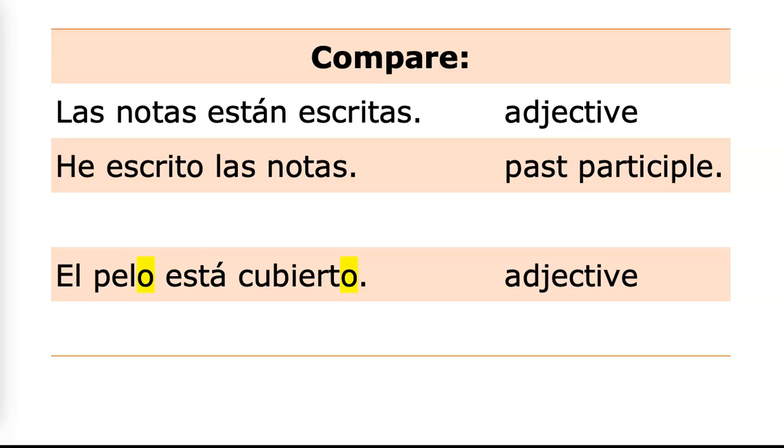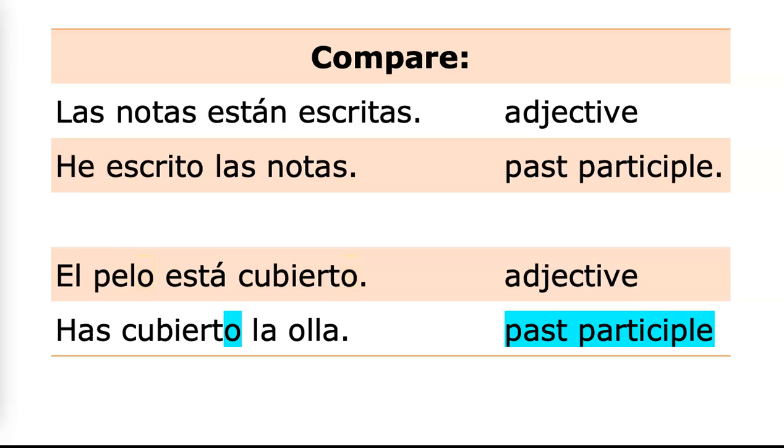Similarly, el pelo está cubierto. We're saying that the hair is covered. We have a singular masculine noun, so we're going to use cubierto to match. Has cubierto la olla. You have covered the pot. Again, it's ending in O, but this time it's because it's a past participle.